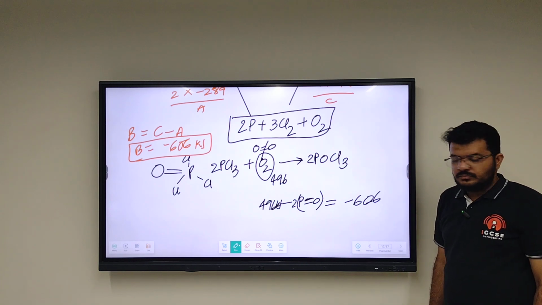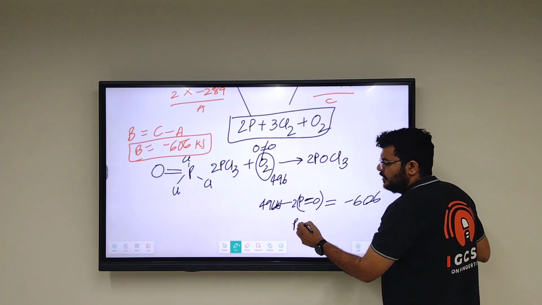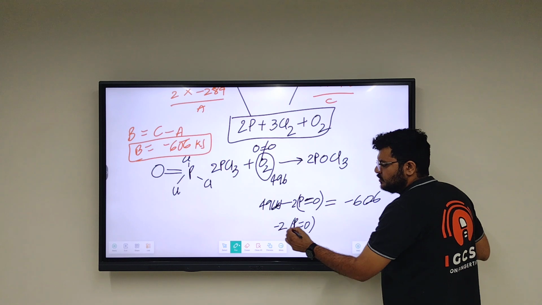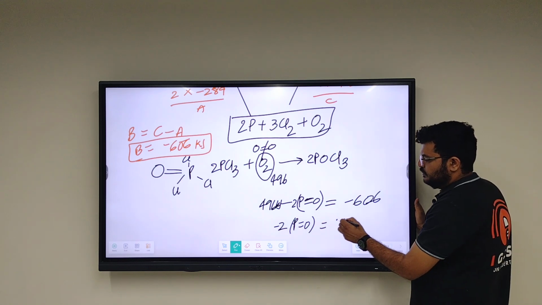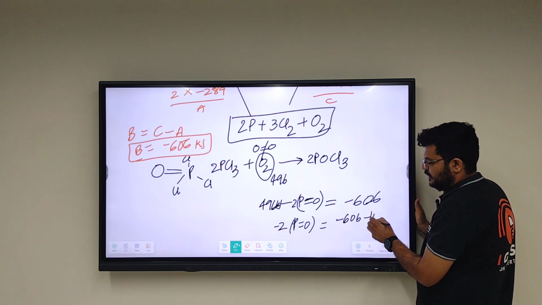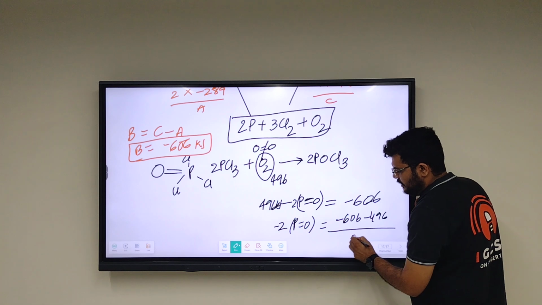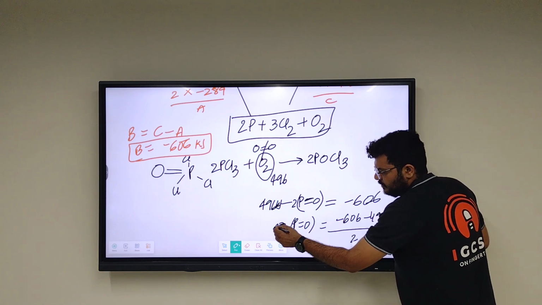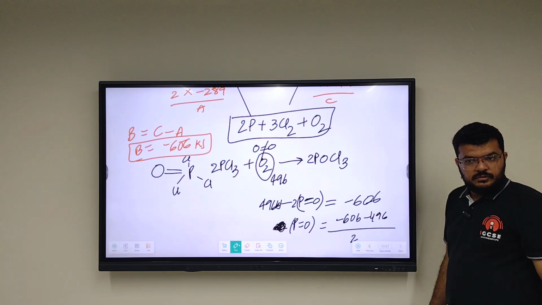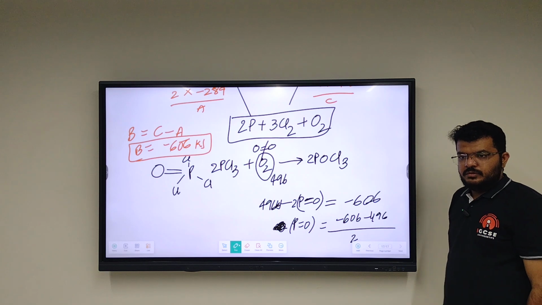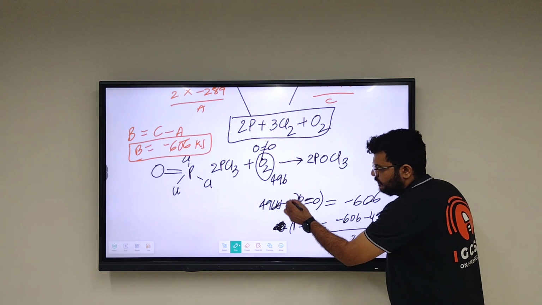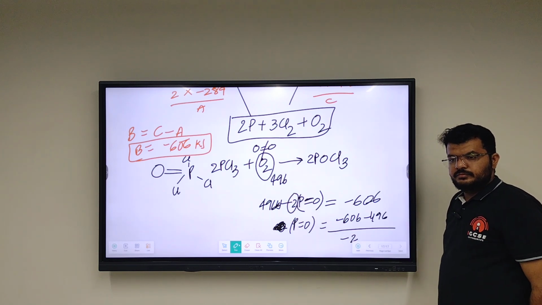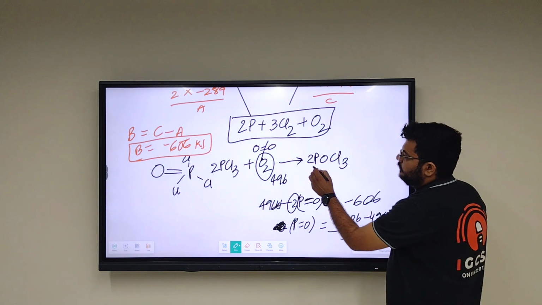The whole thing will be: P double bond O 551 is equal to minus 606 minus 496, that's minus 1102, divided by minus 2. So minus 1102 upon minus 2. The minus minus will cancel, which gives 551.